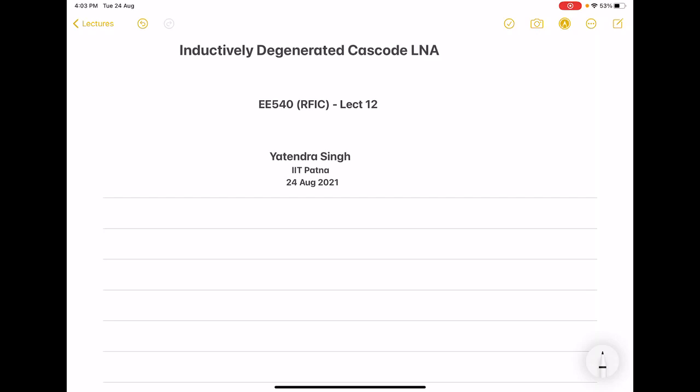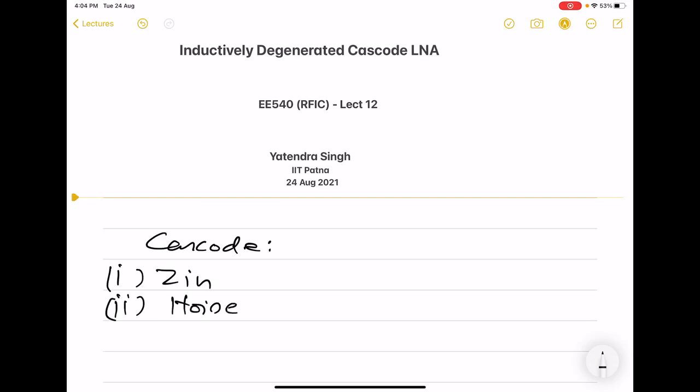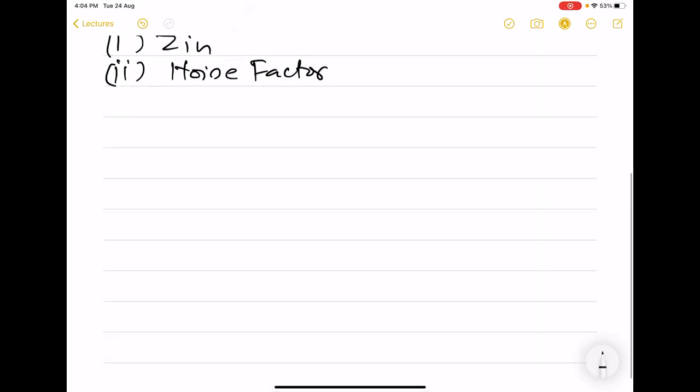So we will today study under which condition a cascode can be used as an LNA. That means first we will find out Z in, and then we will find out the noise factor. So let us first draw the cascode structure.